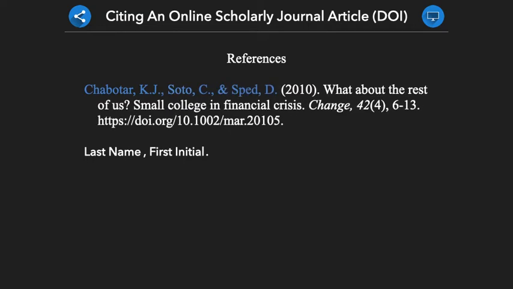If an article you are citing has more than 19 authors, you will provide the first 19, then give an ellipsis, 3 periods, and finally list the last author. It is important to note that for more than 19 authors, you do not include an ampersand before the last author's name.